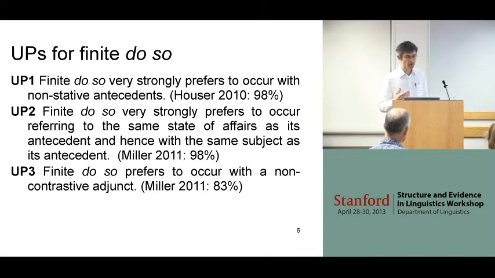The first, finite Dussault very strongly prefers to occur with non-stative antecedents. This is Hauser. He had 98% of the cases. Second, finite Dussault very strongly prefers to occur referring to the same state of affairs as its antecedent, and hence has the same subject as its antecedent. And in my corpus, I had 98% of cases conforming to that. These are strong usage preferences. UP3 is much weaker. Finite Dussault prefers to occur with a non-contrastive adjunct. It doesn't have the same status, and I don't have time to get into it right now.